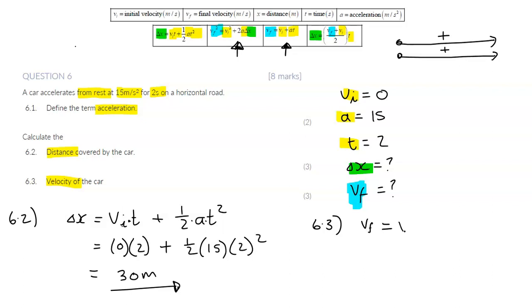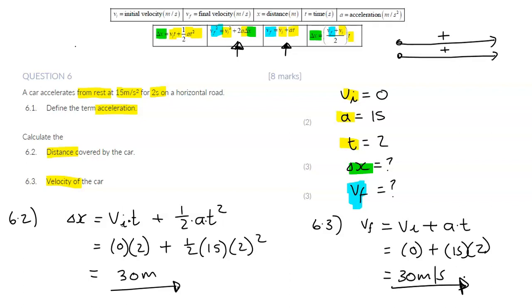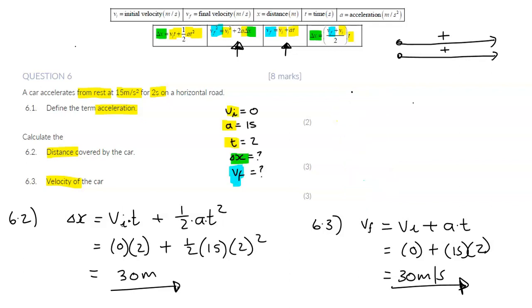So VF equals VI plus A times T. VI is 0. My acceleration is 15 and my time is 2. So then I get 30 meters per second. Okay, so I know we have got 30 meters and 30 meters per second. It won't always be the case.